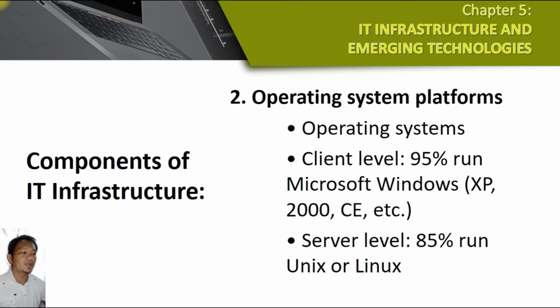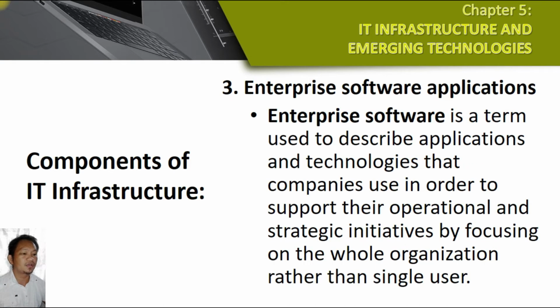2. What are operating system platforms? One is operating systems, then client level, which is 95% run Microsoft Windows XP, server level, which is 85% run on Unix or Linux.